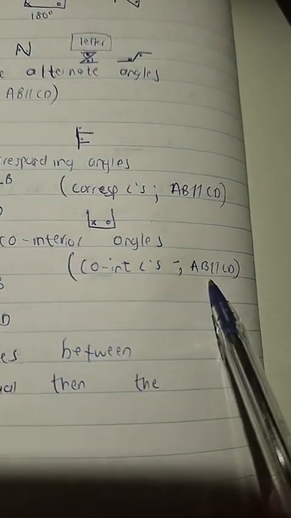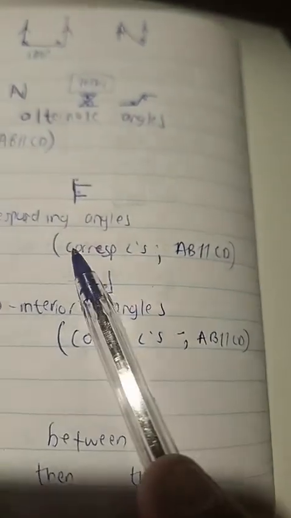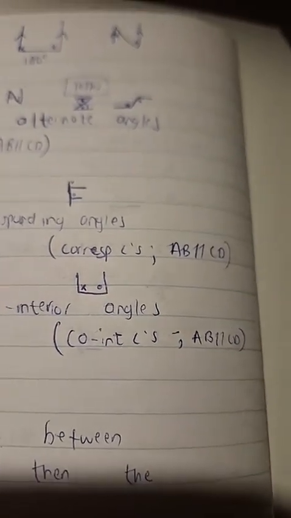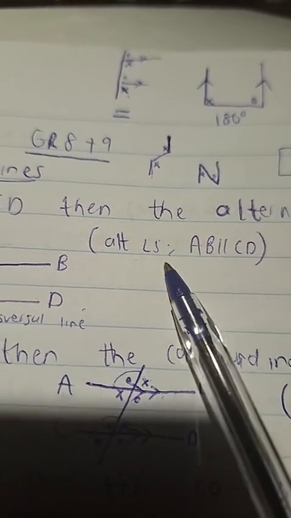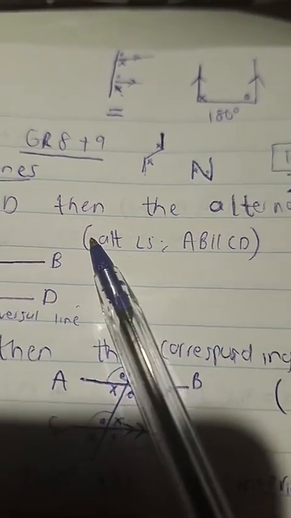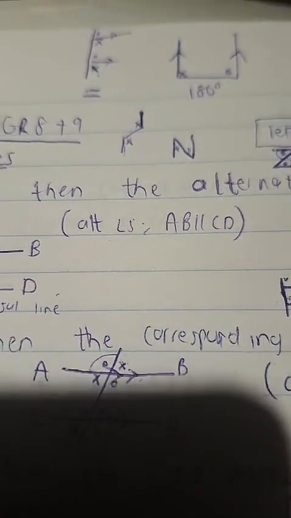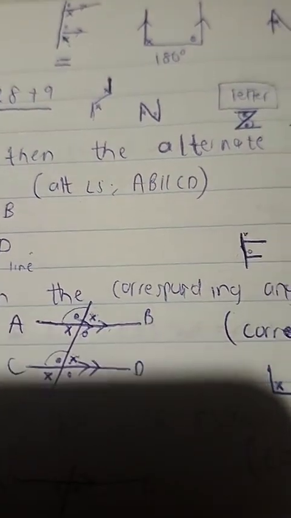So for co-interior angles, we write co-int angles, semicolon, AB is parallel to CD. For corresponding angles, we write corresp angles, semicolon, AB is parallel to CD, or whatever those lines are that are parallel. And for alternate angles, alt angles, semicolon, AB is parallel to CD. We must write the reason as it is stated in that exam guideline or acceptable reason document. And that's exactly how I have written the reasons here, so that we are in tandem with what is stated in the acceptable reason document.